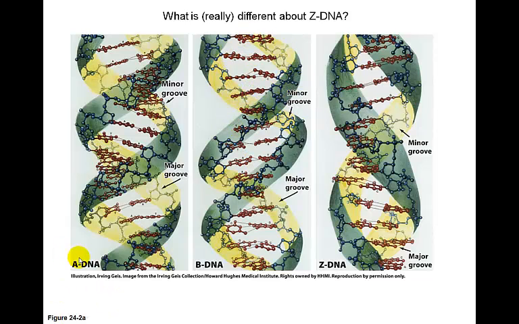And then we go to A DNA. It's also a right-handed helix. How do I know? Because these strands are running in the same direction. They're turning in the same direction. So this is a right-handed helix. This is a right-handed helix.